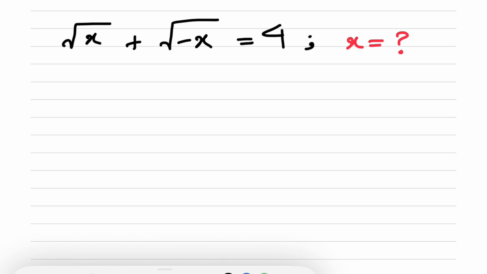I've got another problem lineup for you in today's video, and we have the square root of x plus the square root of minus x is equal to 4, and we have to figure out the value of x for this question.